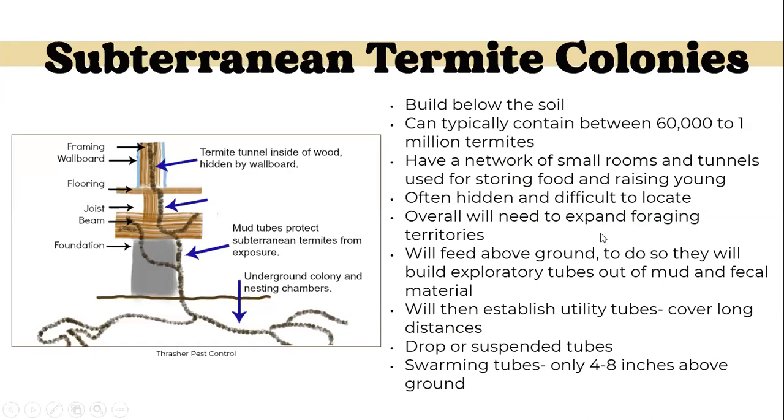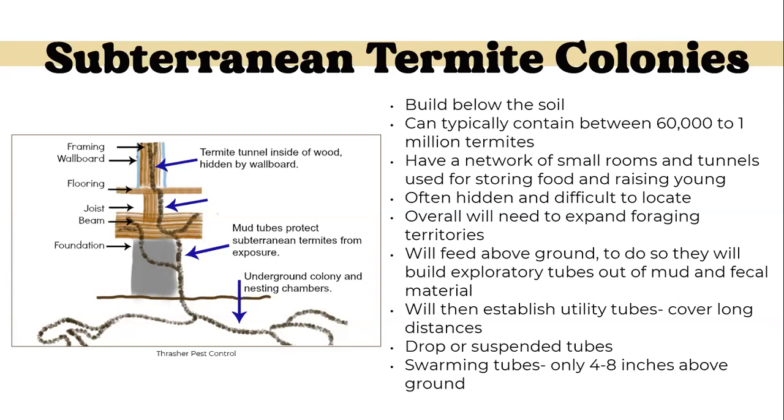Within a single colony, there could be anywhere from 60,000 to 1 million termites. It just keeps getting bigger and bigger and bigger. Basically within this colony, there's a network of small rooms and tunnels, and each room and tunnel has a specific reason for being built. Either it's for storing food, it's for escaping, it's for raising young. They each have a special purpose.